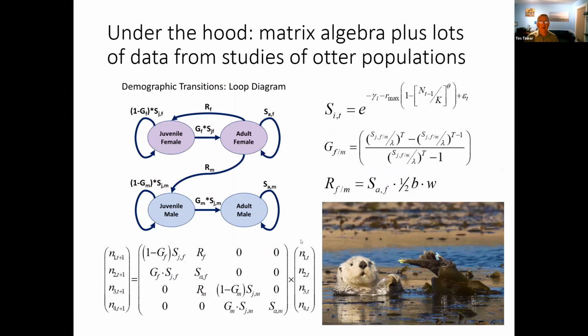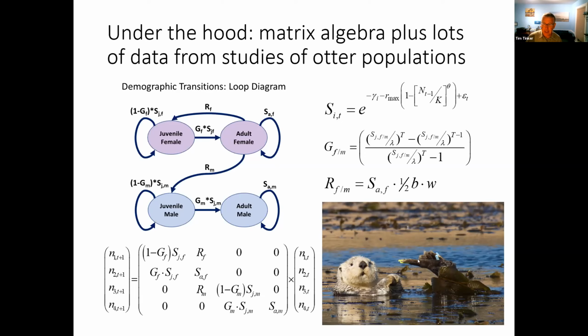So under the hood of this model, there's a whole bunch of matrix algebra, plus a lot of data from studies of sea otter populations that we've conducted all over. So this includes some of the data, for instance, from Southeast Alaska populations, from Prince William Sound, that Ginny just talked about, studies in Washington, California. We have collected lots of data on tagged otters. You can see this one here. And actually, Ginny just showed you some of the dietary data from tagged otters.